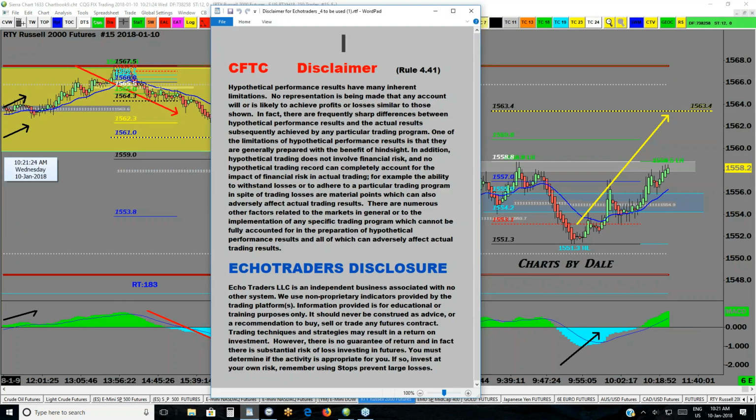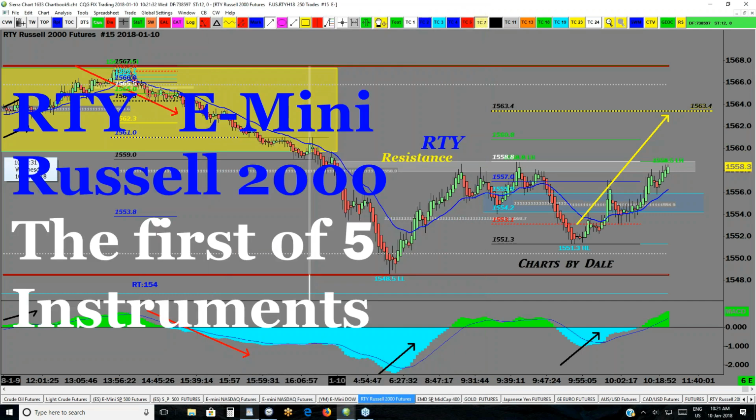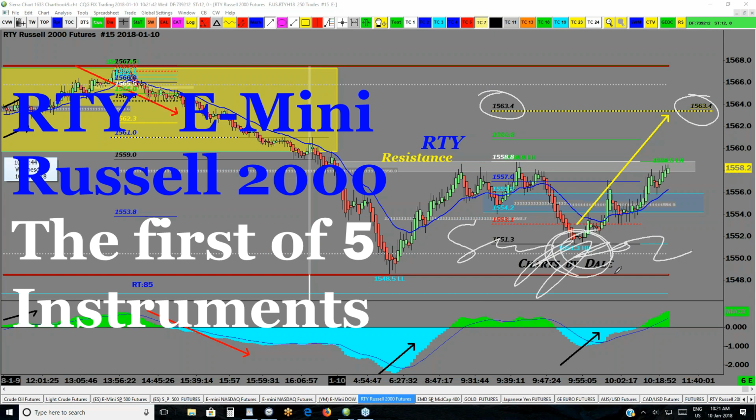You're looking at Target here this morning. It is Wednesday, 10:21 in the morning Eastern time. Your target is 1563.4. That's the target right here off of support. So support coming in here, higher lows. It's a higher low right in here.